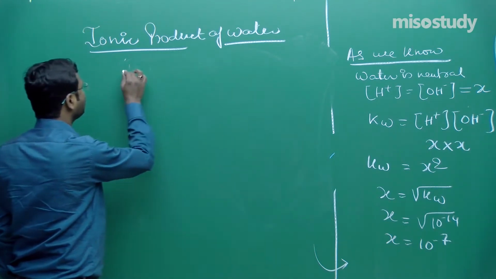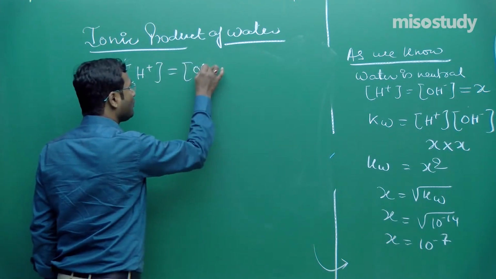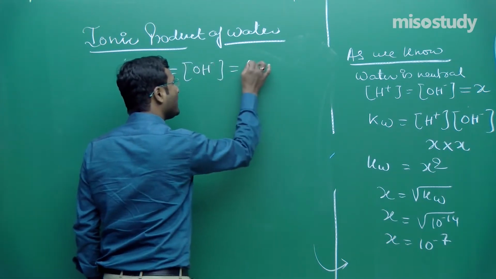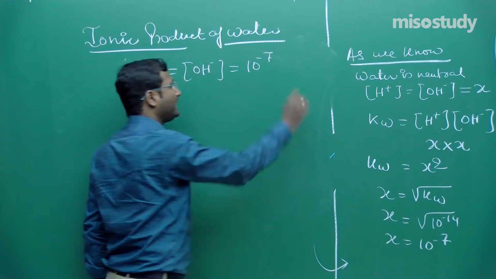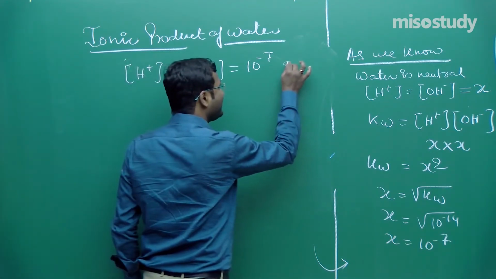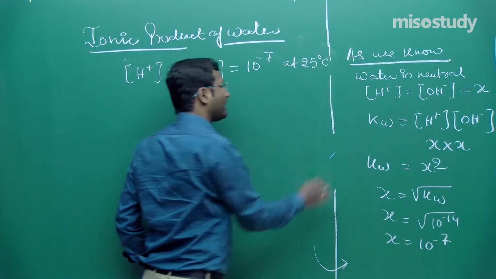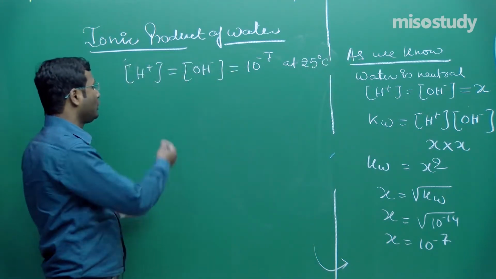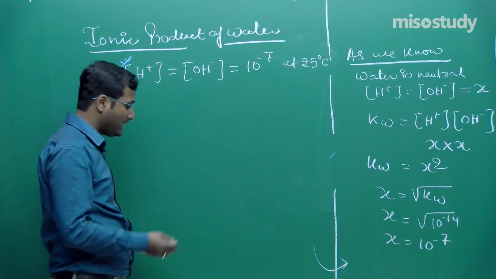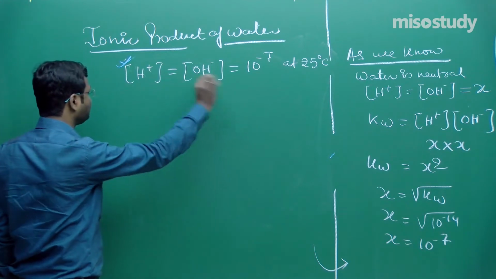Now we can say the concentration of H plus ion is equal to the concentration of OH minus, which is equal to 10 to the power minus 7. One thing I am going to mention, it is at 25 degrees Celsius. Now, what to do? Put this value.